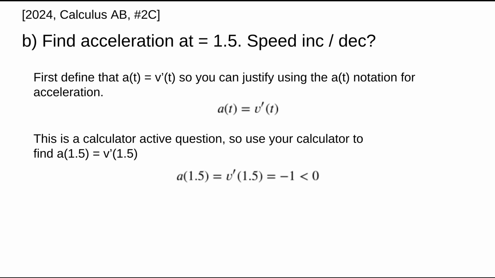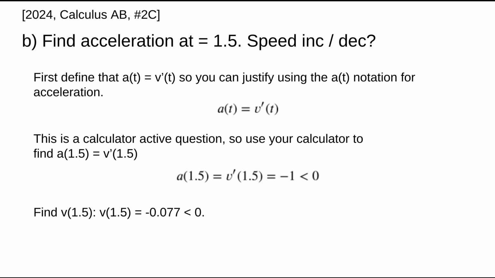It's actually not negative 1, but it turns out to be like negative 0.9999 something. So, in terms of how accurate you need to be for the AP exam, you can call it negative 1, and that would still be okay. And ultimately, for the second part of the question, where we need to determine if the speed of the particle is increasing or decreasing at t equals 1.5, we do need to note that the acceleration at 1.5 is negative.